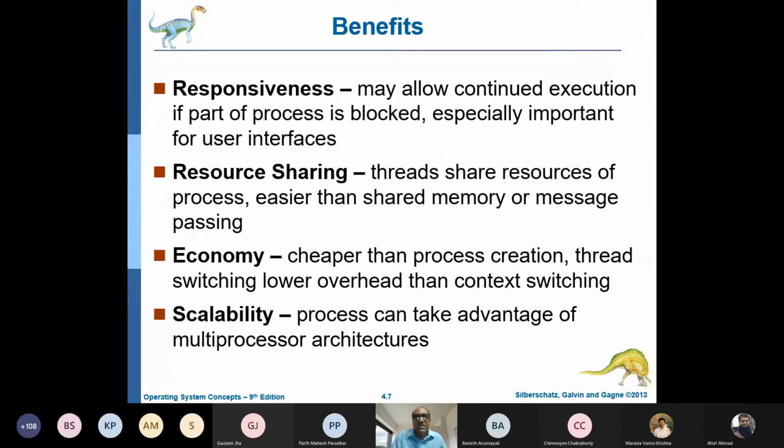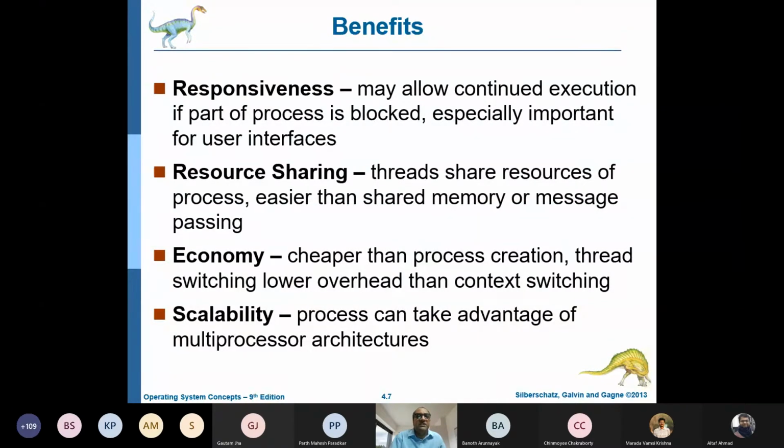It means that the same process can run parallelly on multiple cores. So that is what is meant by scalability. Otherwise, if your process is a single thread of control, or a single execution sequence, then even though you have multi-core or multi-processor systems, you cannot take advantage of that because you have only one sequence of execution. So all the instructions have to be run serially, and you cannot take advantage of the availability of multi-core systems.